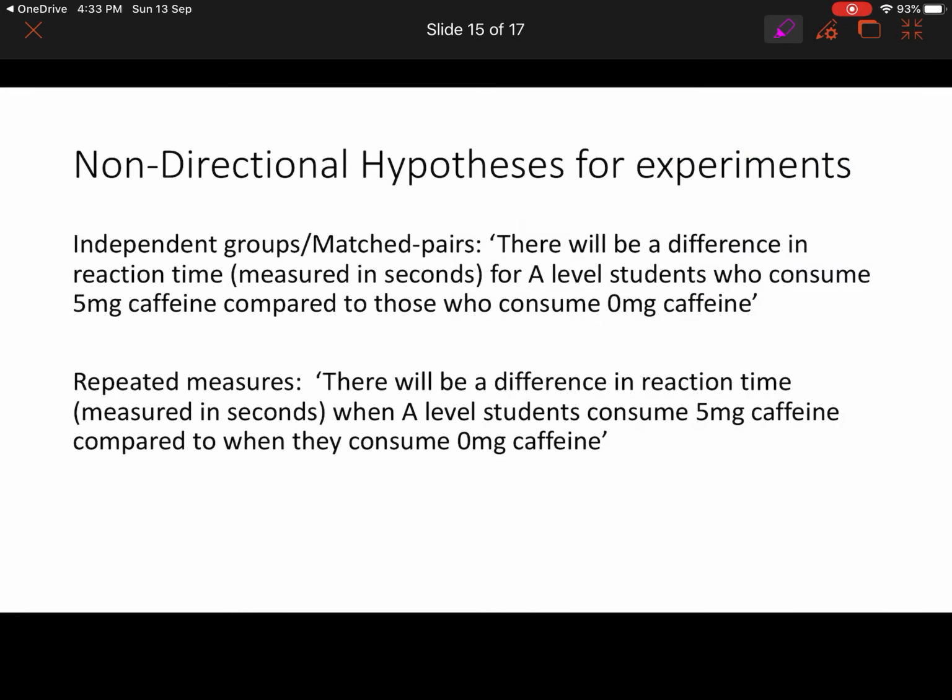So for an independent groups or matched pairs design where we've got different participants in each condition, there will be a difference in reaction time, measured in seconds, for A-level students who consume 5 milligrams of caffeine compared to those who consume 0 milligrams of caffeine. Again, we're still including the information about our population, A-level students. We're including our operationalised DV, our reaction time, and we're including our operationalised IV, our 5 milligrams compared to 0 milligrams of caffeine.